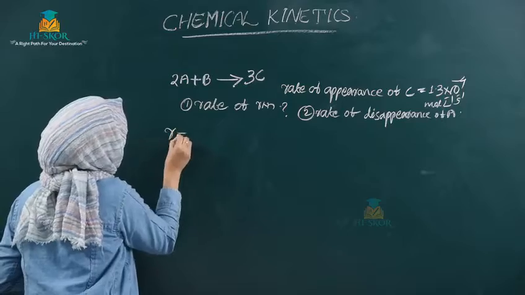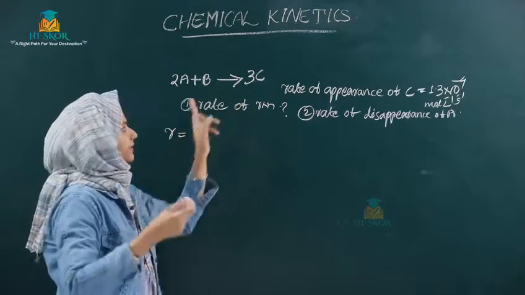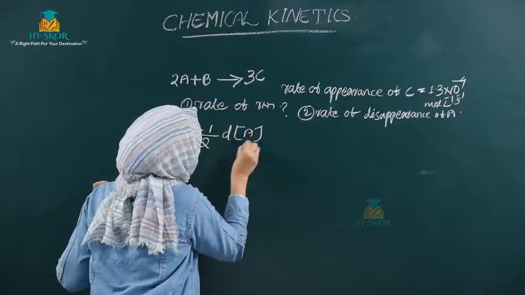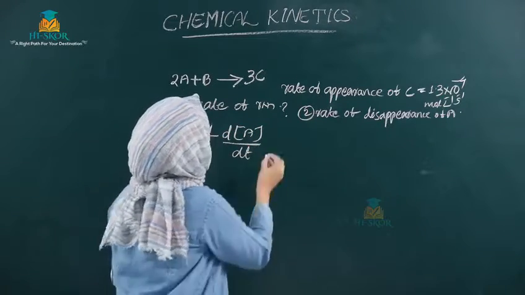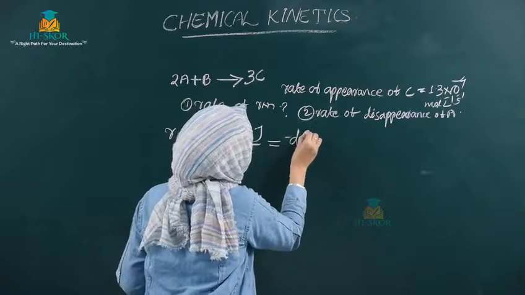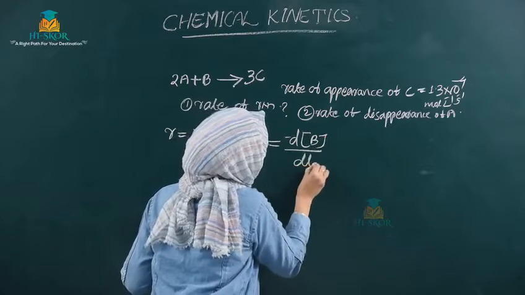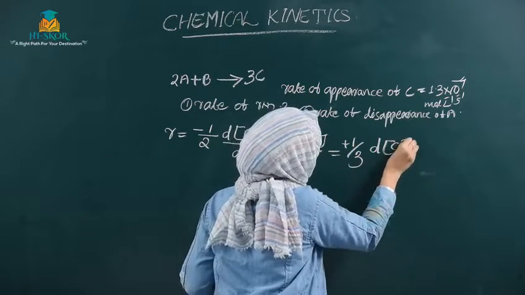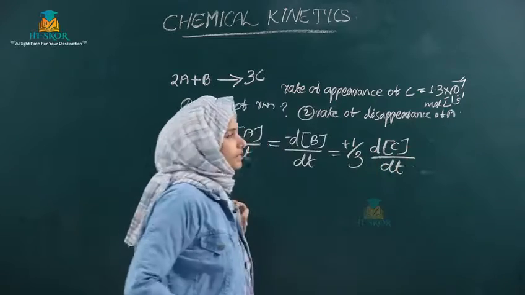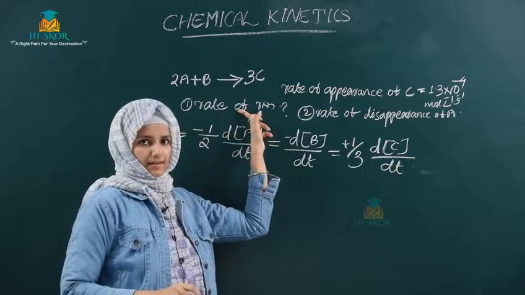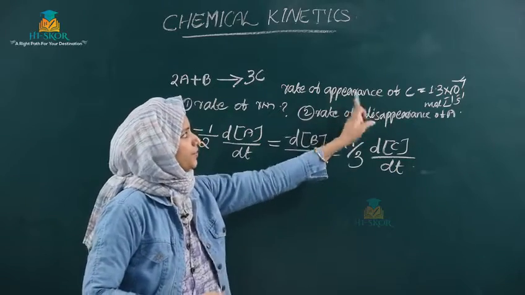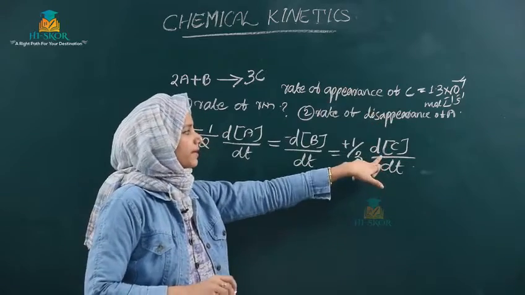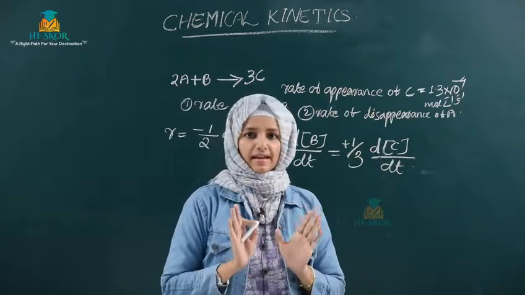You know, by seeing the equation you can write the rate, that is minus 1 by 2 dA by dt, that is equal to minus dB by dt, and that is equal to plus 1 by 3 dC by dt. So you have to find out the rate of the reaction. The given term is C here, the rate of appearance of C, that is dC by dt. Rate of appearance of C means dC by dt, directly they have given.